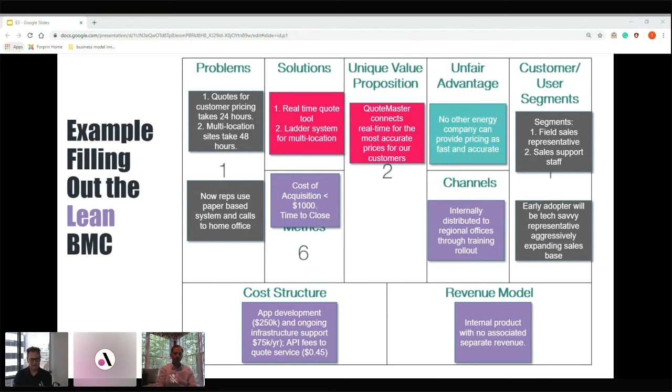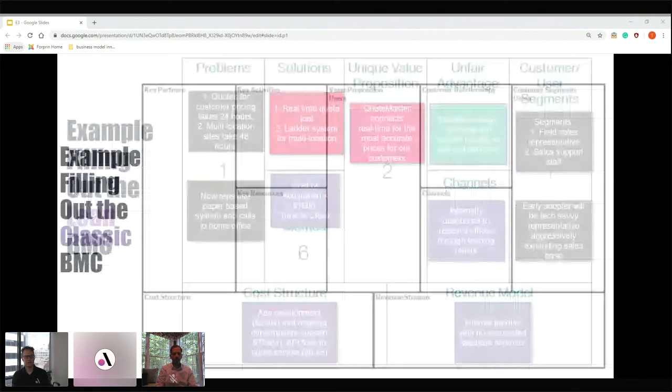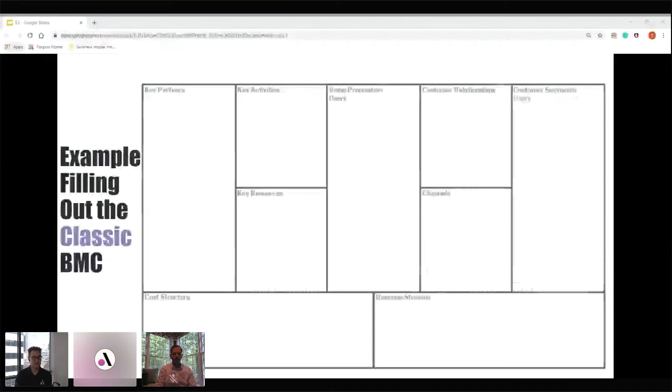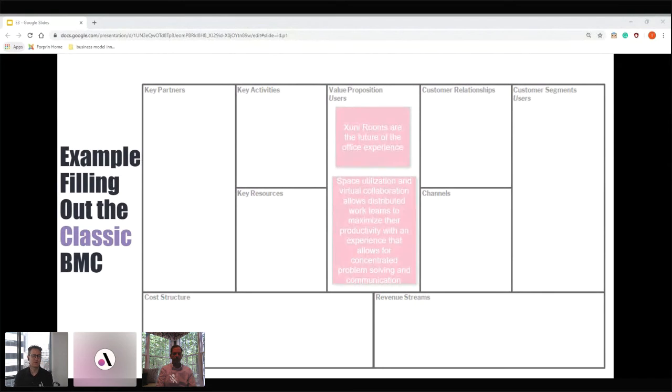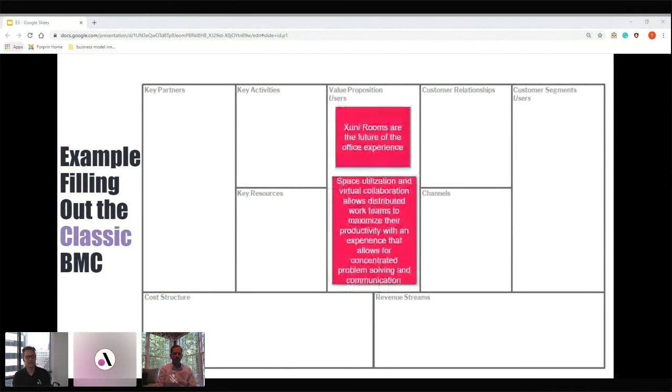So that's the lean canvas. I also wanted to go through an example of the classic canvas. The client in this case was an international furniture company, and they were interested in expanding and innovating into augmented reality and virtual reality. Where we ended up, again, this is classic, so we don't have the problem and solution. We usually start with the value proposition for this one. We came up with something called a Zuni room. Zuni is Chinese for virtual. So Zuni rooms were the future of the office experience.